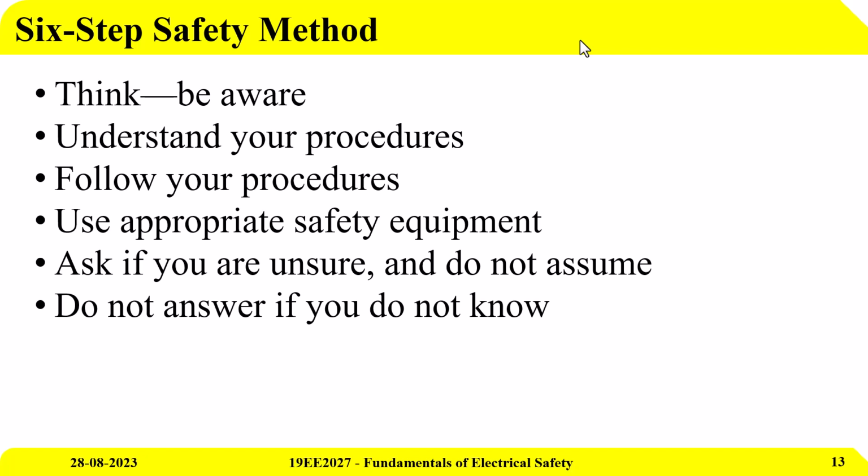The fourth one is to use appropriate safety equipment. If you want to use a circuit breaker before the particular live wire, conductor, load, or whatever it may be, you should have that. If you want a separate fuse before a particular piece of equipment, you should have that. All appropriate safety equipment should be used. The fifth one was, if you are unsure, you should not assume. Do not answer if you do not know. These are the 6 safety methods you want to follow. Okay, thank you.